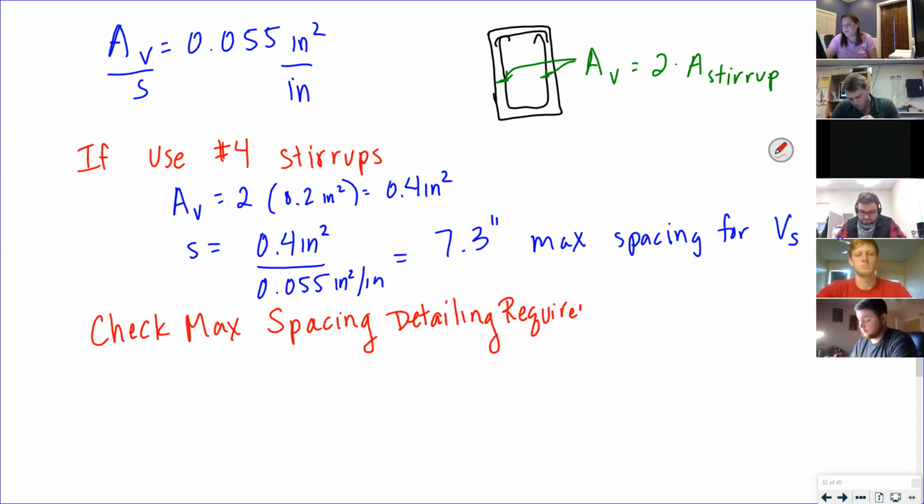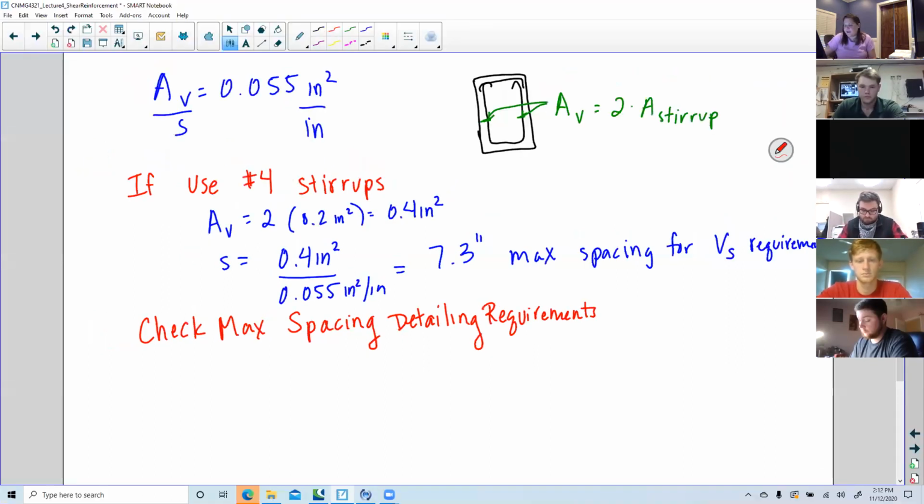We do have some detailing requirements in chapter 9. We have maximum spacing and Av min. Our maximum spacing is on page 147.